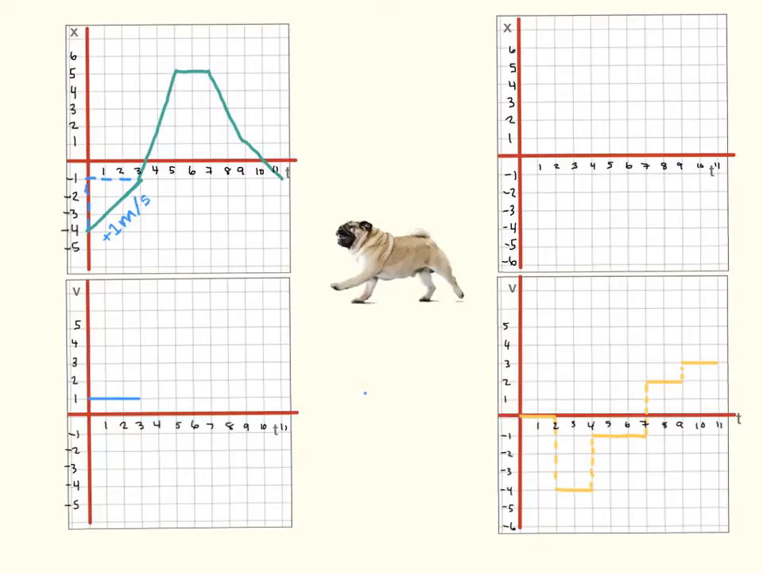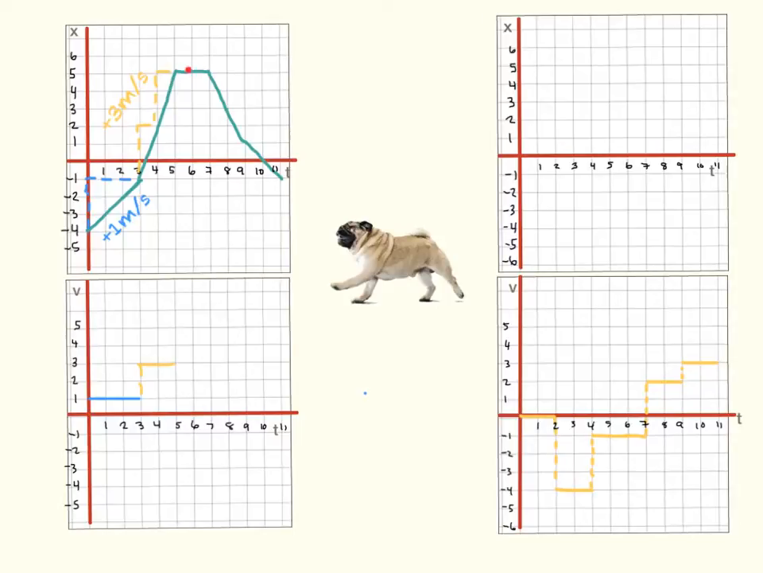And if I look at my next segment, which is from 3 to 5 seconds, I have a slope of 3 meters per second because it goes up 3 over 1 or up 6 over 2. So I'm going to draw a line at the 3 on the velocity versus time graph. So for 2 seconds, I have a constant velocity of 3 meters per second. So I'm going to keep doing this for each segment.